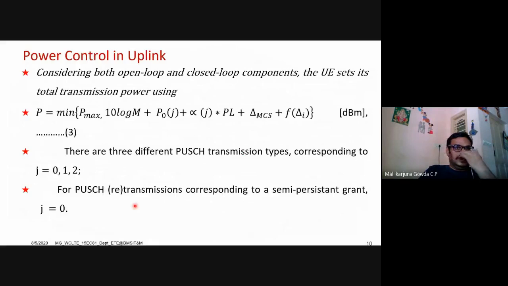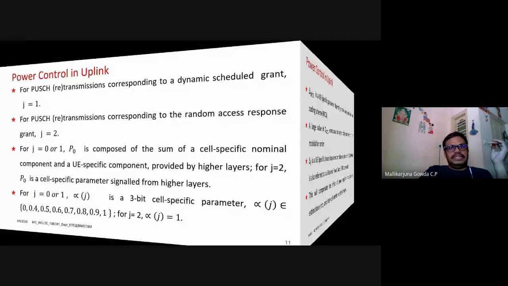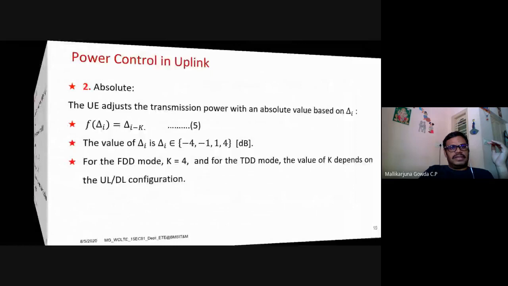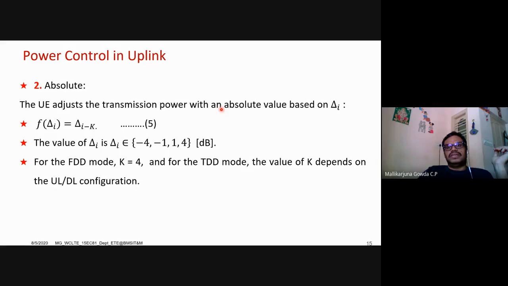Considering both open loop and closed loop components, this is the expression for power control. In closed loop, there are two methods defined for closed loop power control. One is accumulated, where the user equipment applies the offset based on the value of delta I, and this is the expression for that. With absolute, the user equipment adjusts the transmission power with the absolute value based on delta I. This is the expression for f of delta I, that is delta of i minus k.